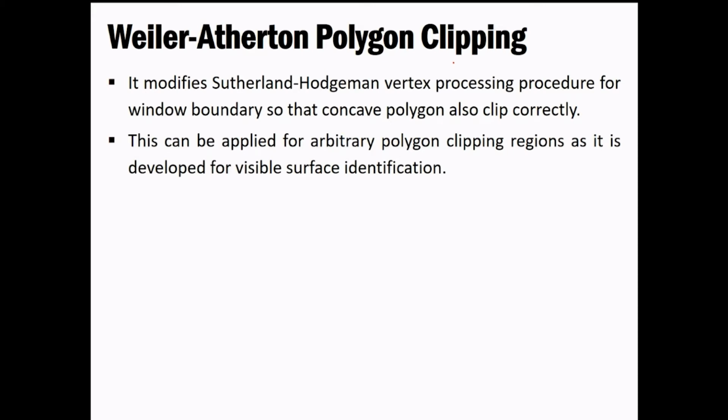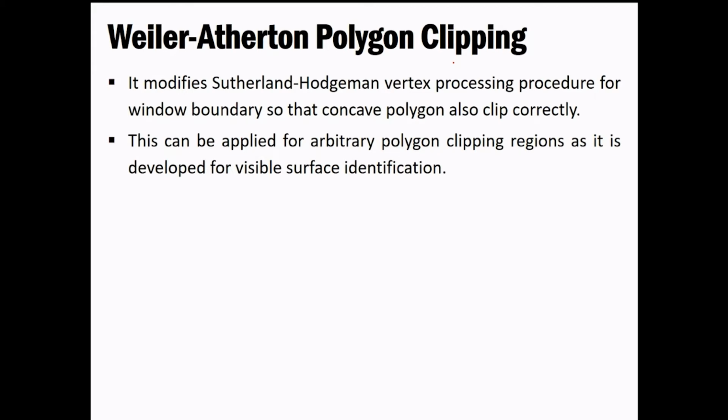This can be applied for an arbitrary polygon clipping region, as it was developed for visible surface identification. This means that suppose we have a shape where one thing is hiding another thing: one line or one visible thing is there, and another thing is getting hidden by the previous thing.